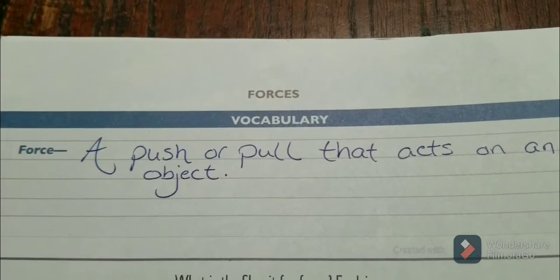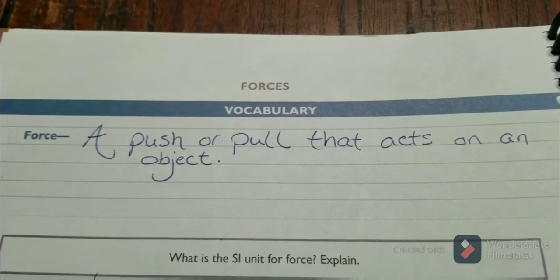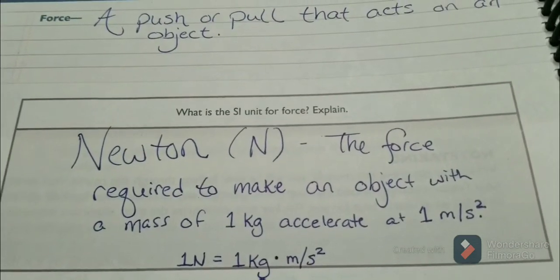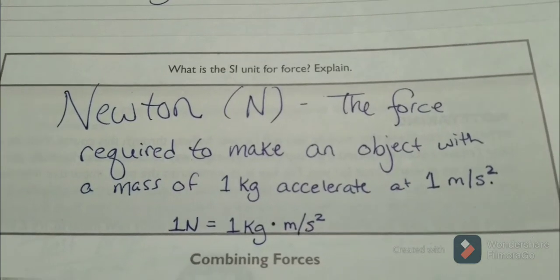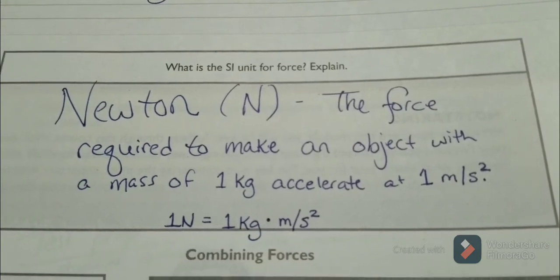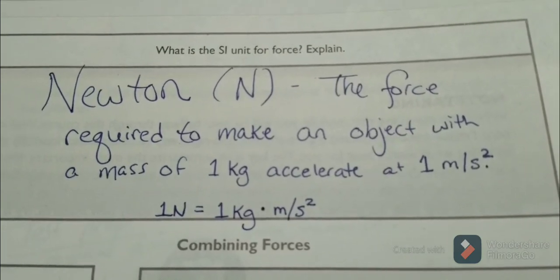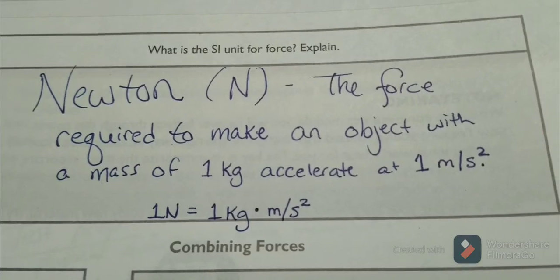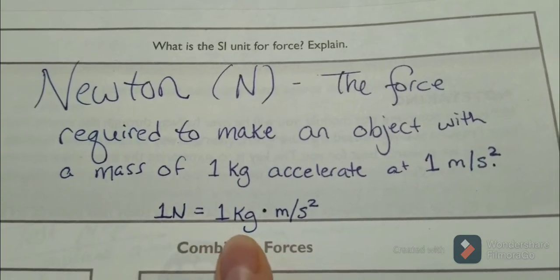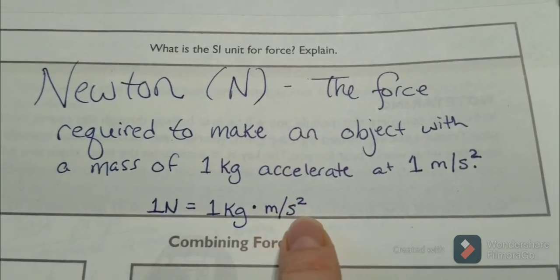Vocabulary word number 1 is force. What is force? It's a push or pull that acts on an object. What is the SI unit for force? Basically, what term do we use to measure force? It's called newtons. A newton is the force required to make an object with a mass of 1 kilogram accelerate at 1 meter per second squared. So here's the formula: 1 newton equals 1 kilogram times meters per second squared.